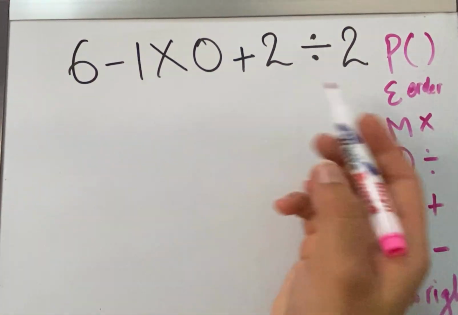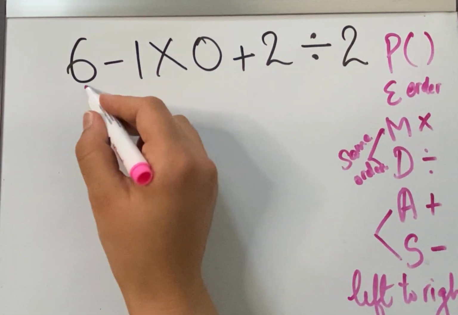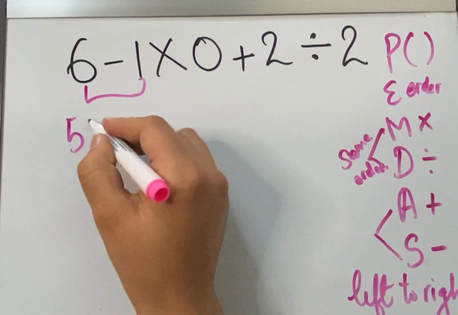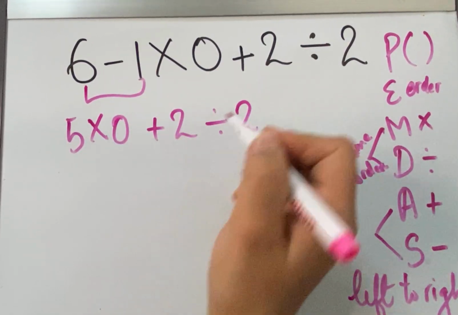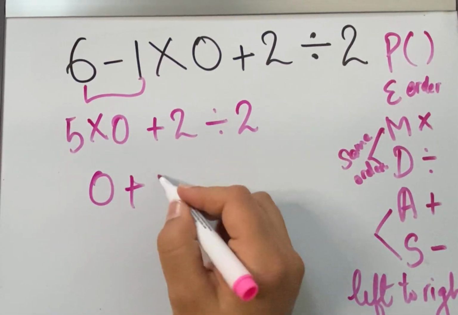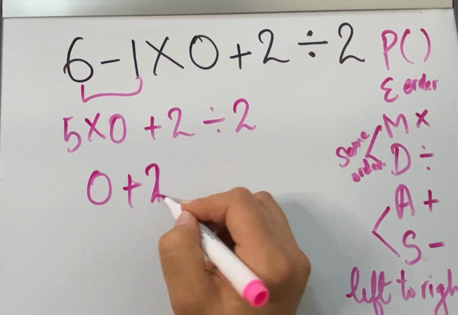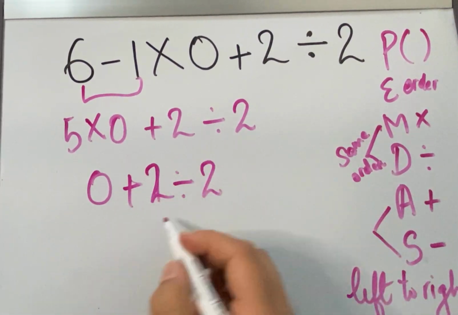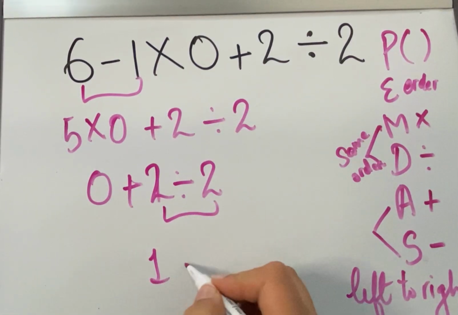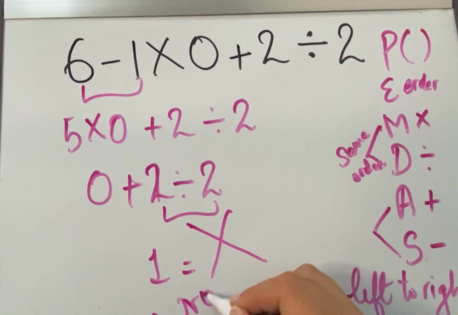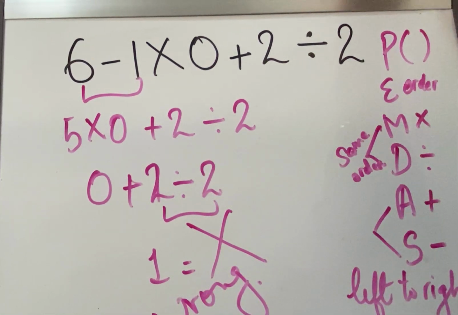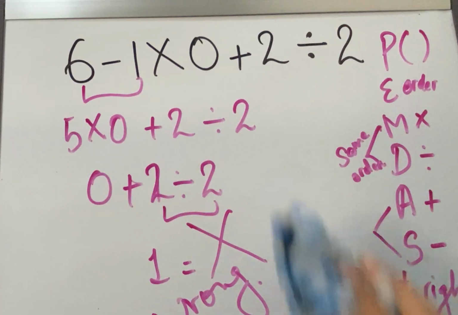So to solve this problem, we can do like 5, two divided by 2 is 1. Is this correct? No, this is wrong. Let's solve this with a different method.